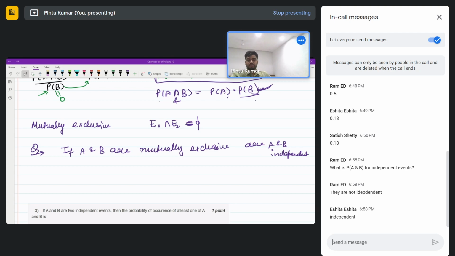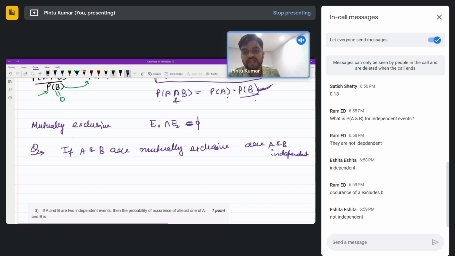Yes, somebody is asking something. So the correct answer is that they are not independent. In fact, this is totally opposite of independence. Mutually exclusive means that A and B can't occur together. So if you are given B and you want to calculate A, this is always 0, because if B has occurred, A can't occur. That means the event of B happening is impacting A a lot. So they are not independent, but totally opposite of independent.